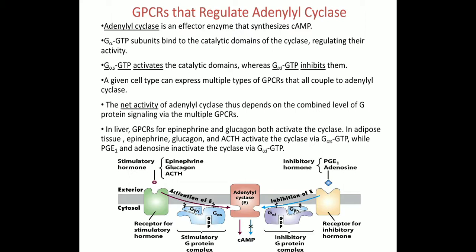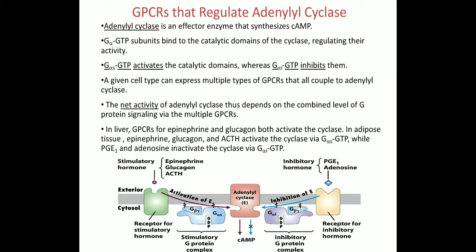Ligand binding to G stimulatory coupled receptors causes the activation of adenylyl cyclase. Ligand binding to the G inhibitory coupled receptor causes the inhibition of the enzyme. The G beta gamma subunit in both the stimulatory and the inhibitory G proteins is identical. The G alpha subunits and their corresponding receptors differ.